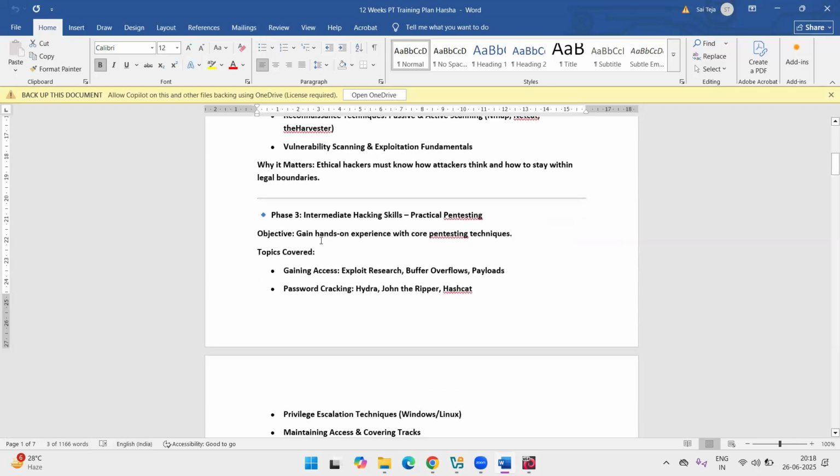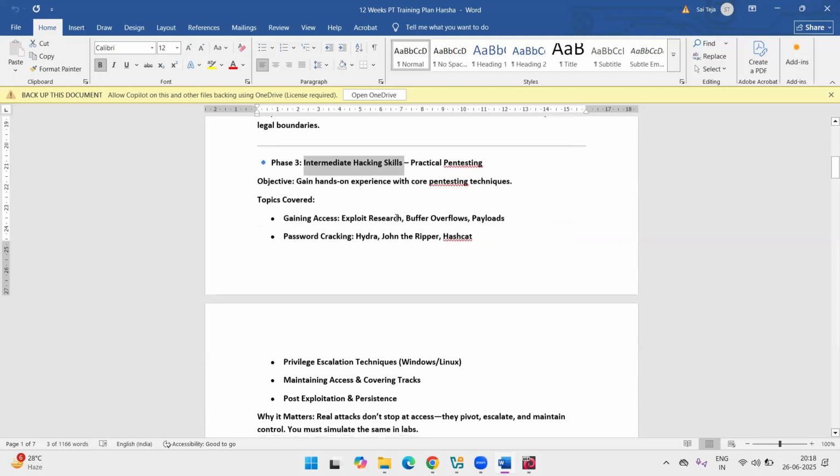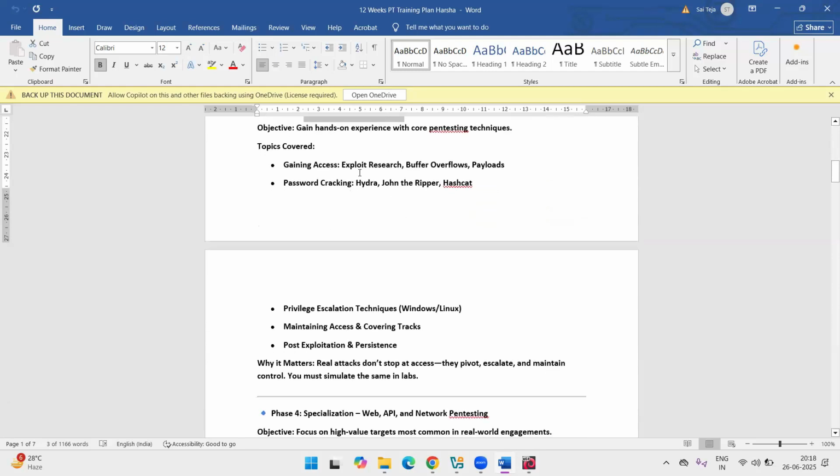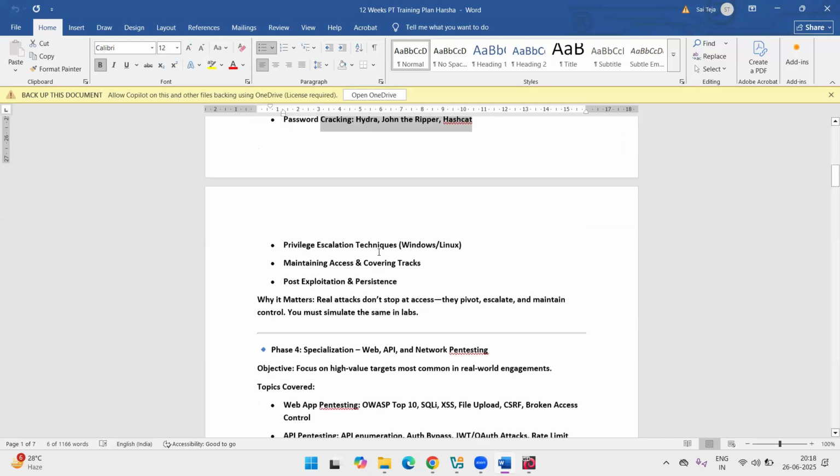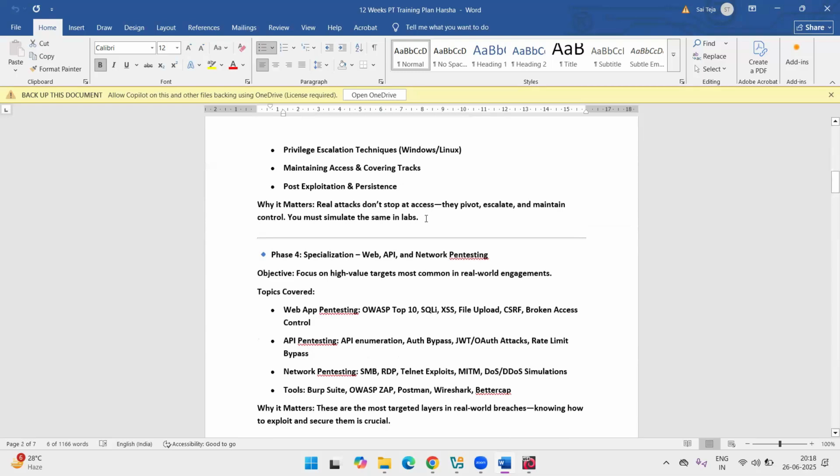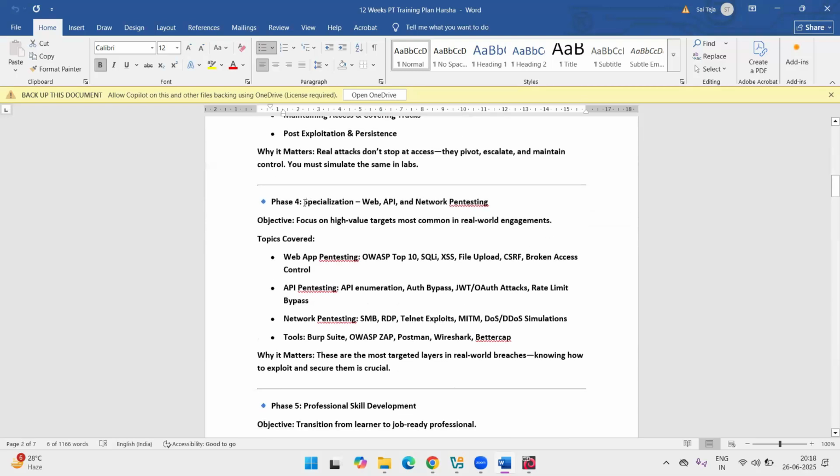And then we'll start with the intermediate hacking skills, right? So now we'll be doing some kind of exploit research, okay, playing with buffer overflow related kind of exploits. We'll be creating payloads, right? And we'll be using password cracking. Okay. Once all of these things are done, now we'll be coming to the core specialization part.